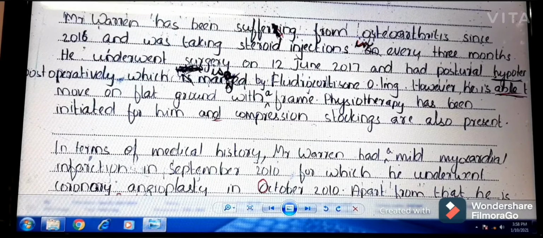Physiotherapy has been initiated for him, and in that "and", the D is not written properly. It looks like C-L-O-L, something of that kind.